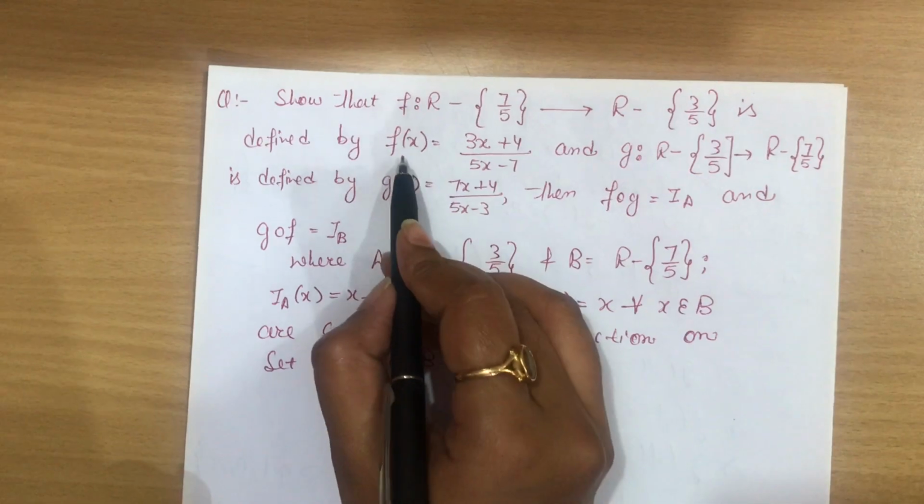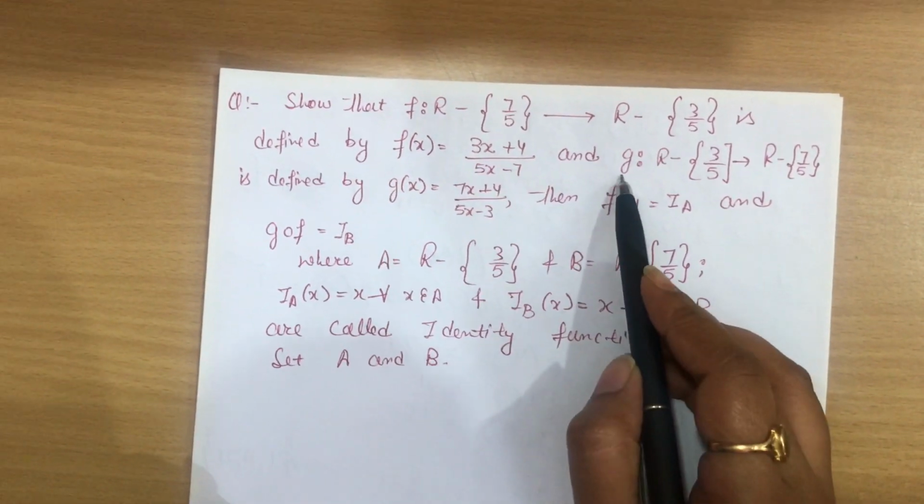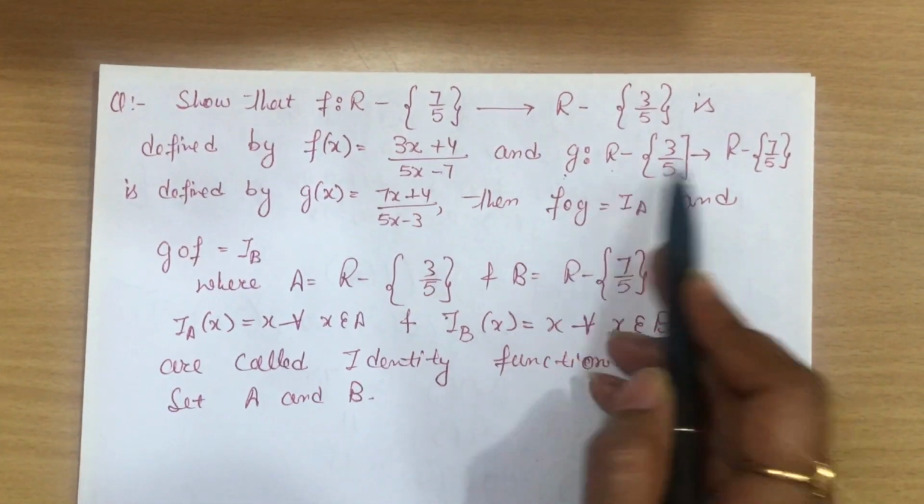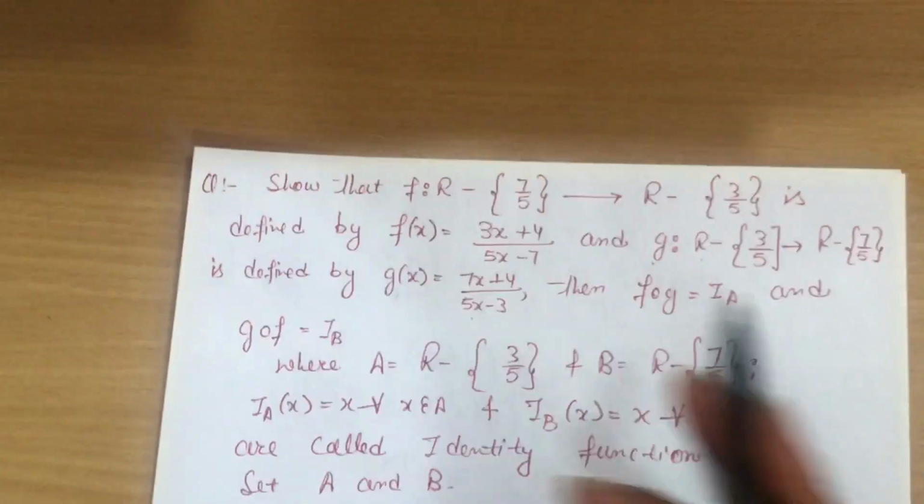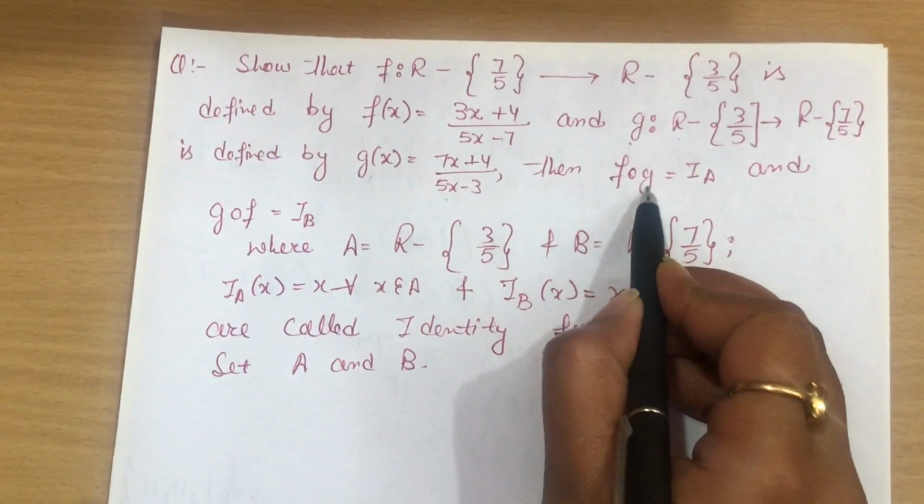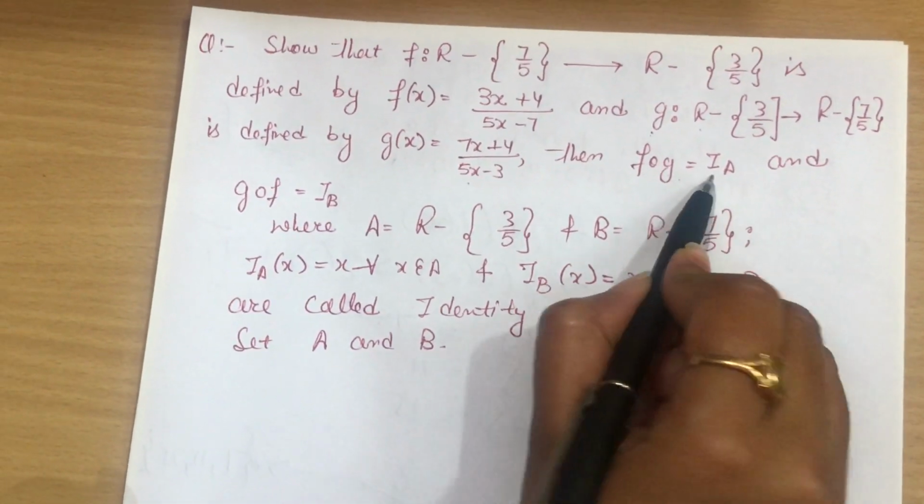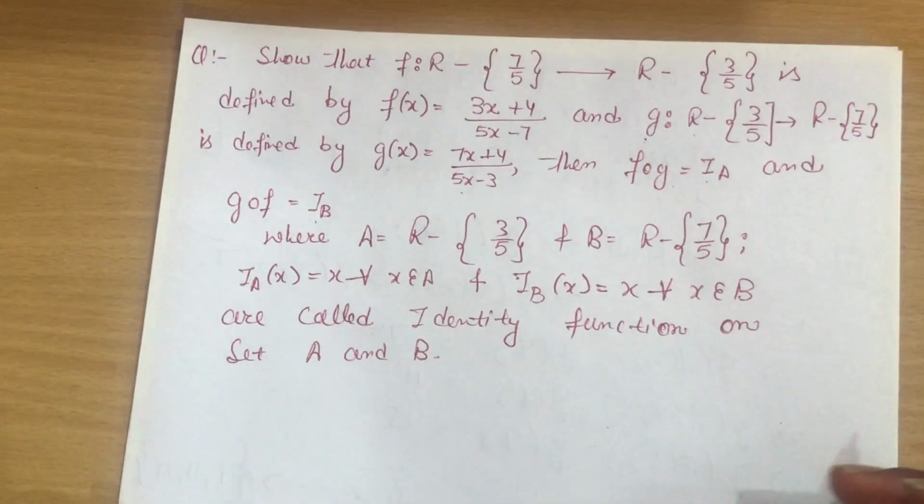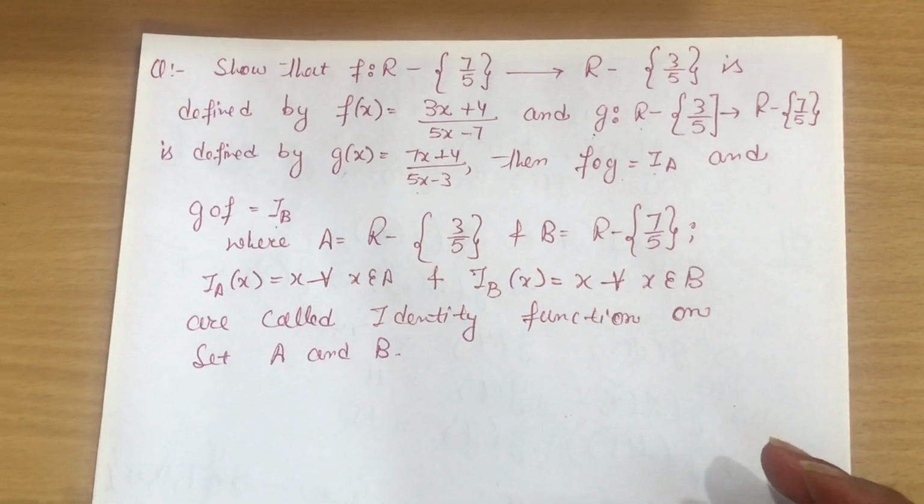Okay, and this function is defined by this, and you have one more function, g from real numbers to real numbers, defined by g of x. Then you just have to show that fog is equal to I_A and gof is equal to I_B. So what is I? It is called the identity function.